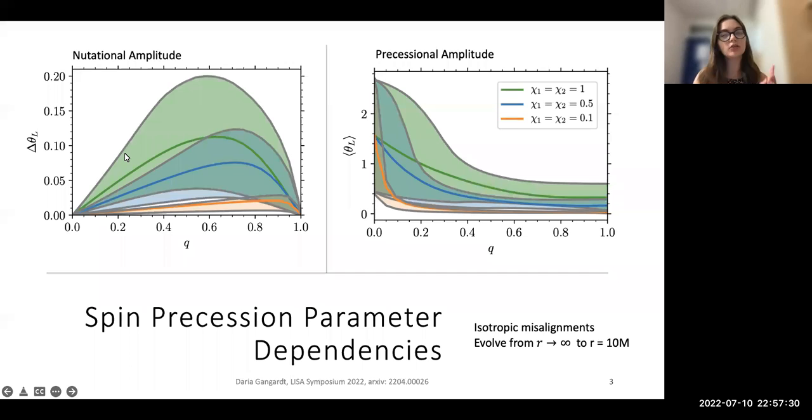However, their dependency on Q is very different. When Q is moderate, we expect to have maximal nutations. However, we only have maximum precessional amplitudes when Q is low. This means that there are 2 different regimes in which we have high nutations and a high precession.